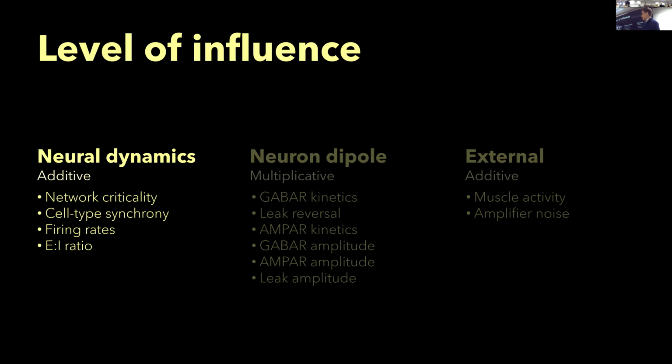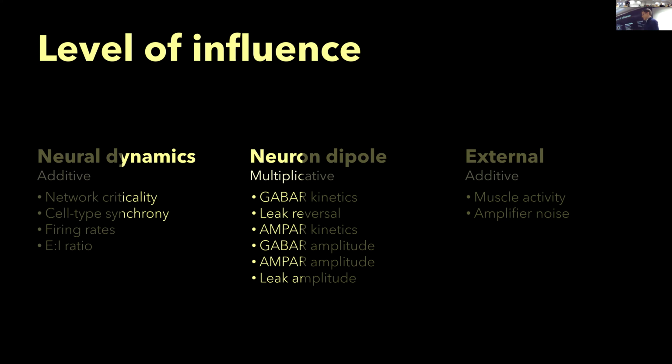Firstly, there are the neural dynamics. For example, changes in this network criticality that I was talking about, as well as some other things that I didn't get into. Changes in neural dynamics are going to interact with other changes in neural dynamics completely additively, because as I mentioned, electric fields sum linearly, and so if one part of the brain is now oscillating, the other part of the brain is now aperiodic. These changes are going to affect each other additively.